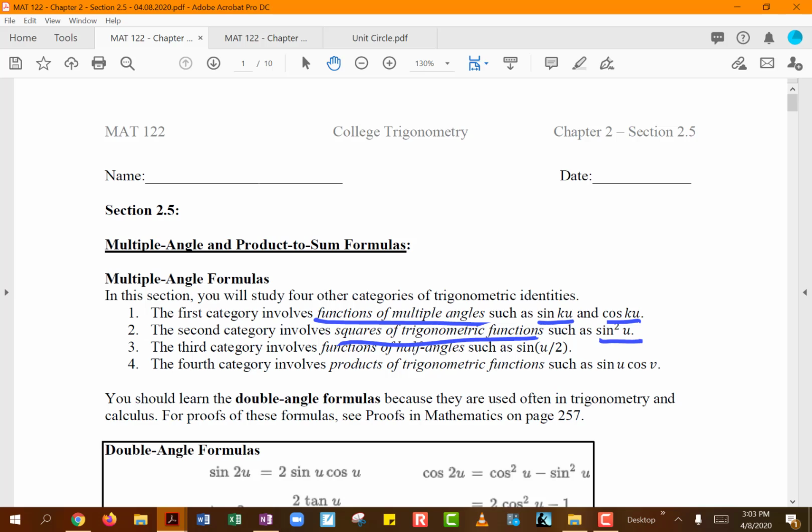Okay. Then for the third category, we are looking at functions of half angles. So that would be sine u divided by 2 for an example. And then of course the last one would be products of trigonometric functions. So something like sine of u being multiplied with cosine of u.